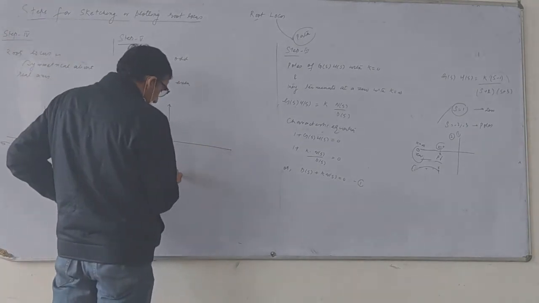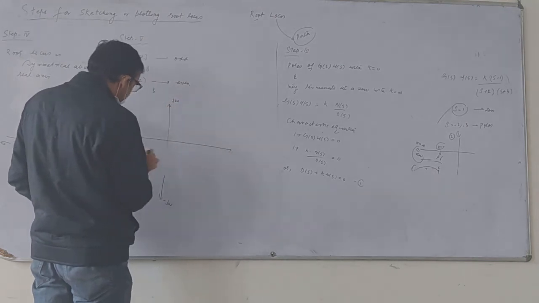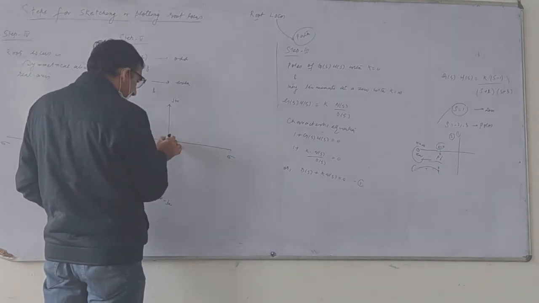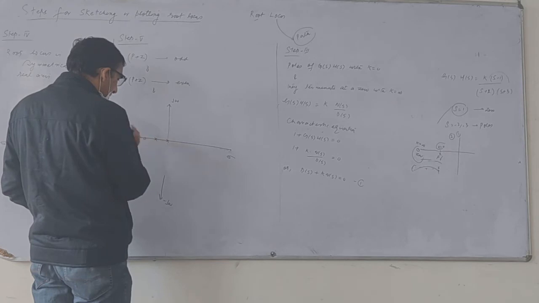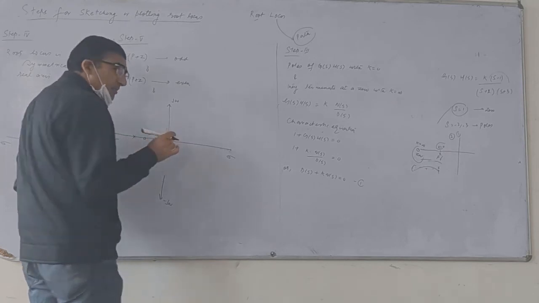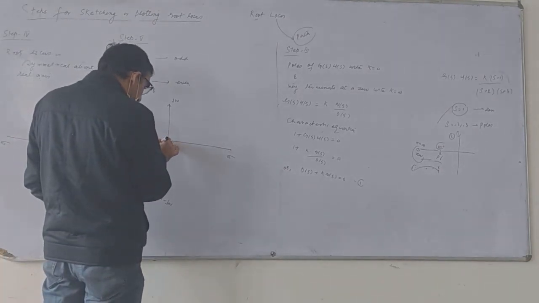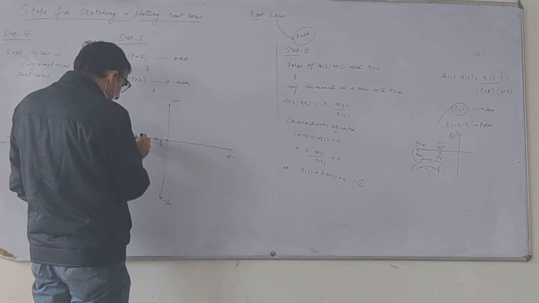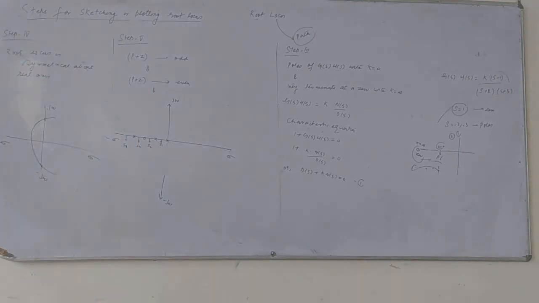Now see, this is your S plane. This is j omega, the imaginary axis, and this is your real axis. Now let us say I have a pole here, a zero here, a pole here. Now let me take some arbitrary points. Let's say this is S1, this is S2, this is S3, and this is S4.